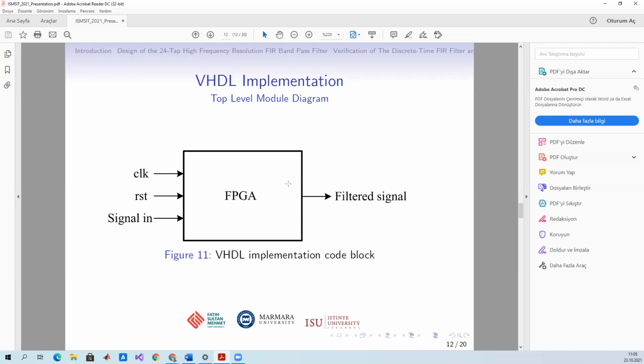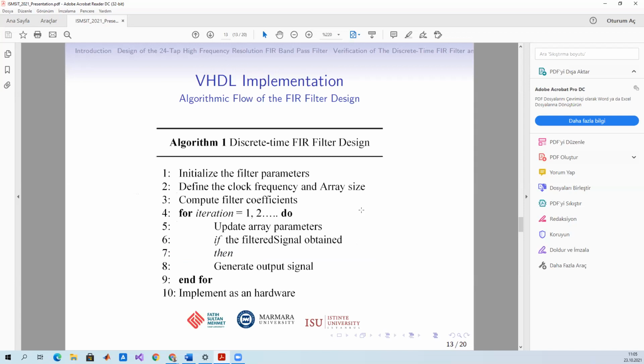This is essential for defining the clock, reset signal, and signal in, which is the sum of two signals, and the filtered signal, the 2.4 kilohertz signal. And the algorithmic flowchart of the FIR filter design: first we initialize the filter parameters, and then we define the clock frequency and array size. The array size depends on your taps or degree value.